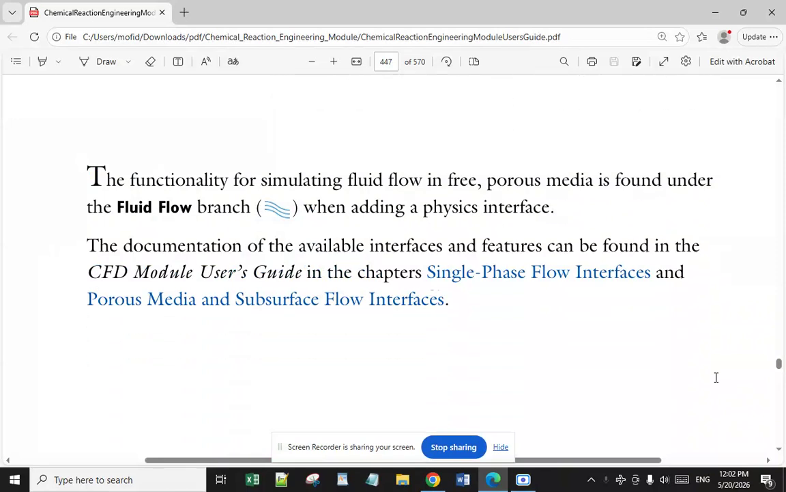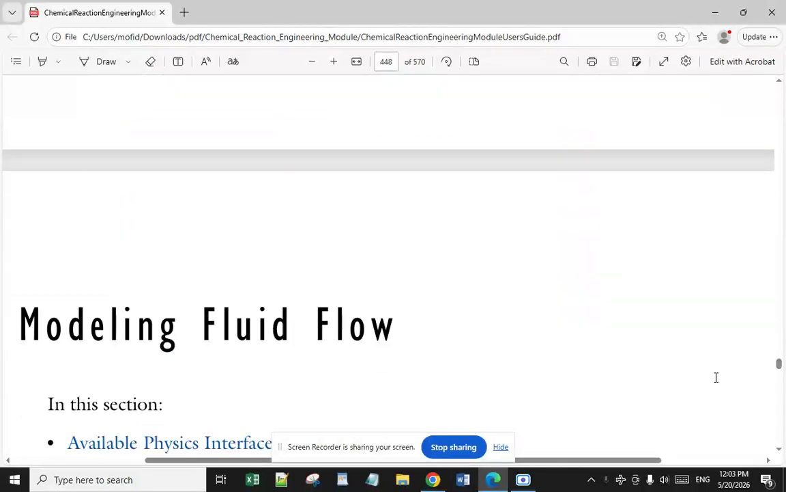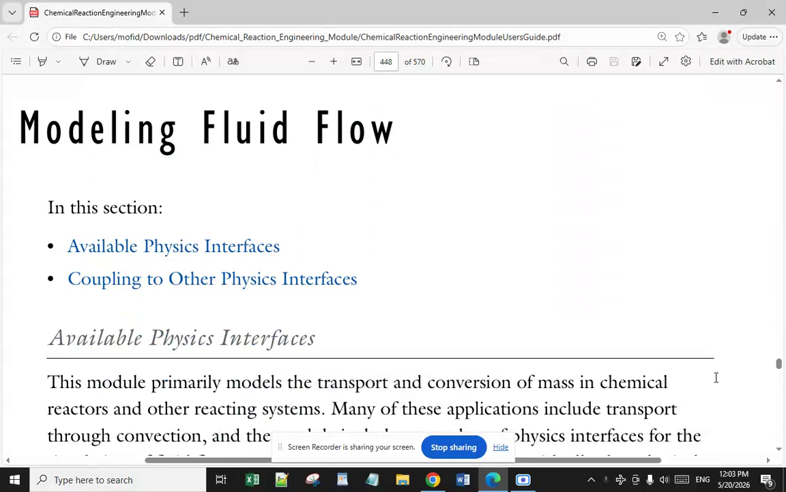The documentation of the variable interfaces and features can be found in the CFD Module User's Guide, in the chapters Single-Phase Flow Interfaces and Porous Media and Subsurface Flow Interfaces. Modeling fluid flow. In this section, we want to go through the available physics interfaces. The next one is coupling to other physics interfaces.